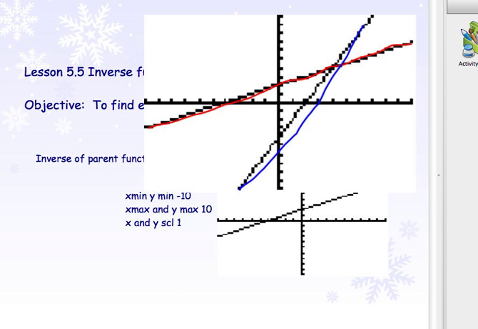Now imagine that this line is being reflected over this diagonal line of just y equals x. Okay. Can you imagine that? Imagine that I'm folding this paper down right on that diagonal line. So you notice that the top half is going to be the same as the bottom half. Now, let me show you how to find that equation.